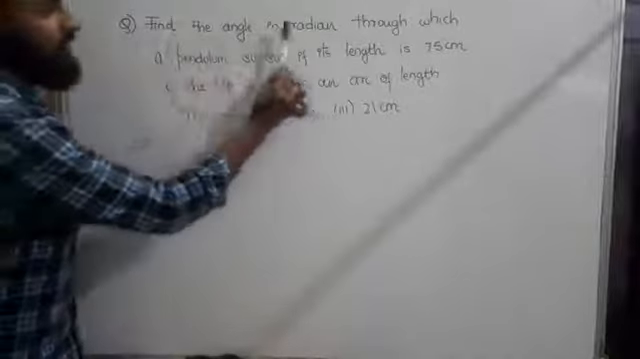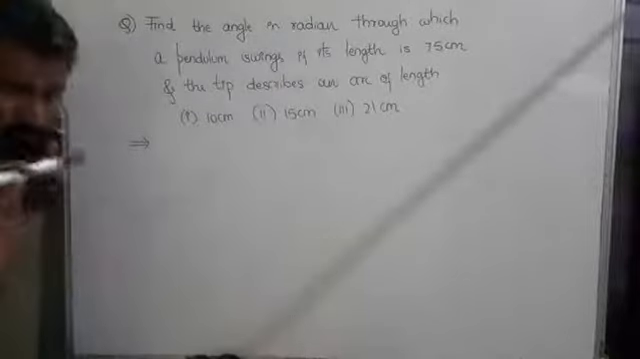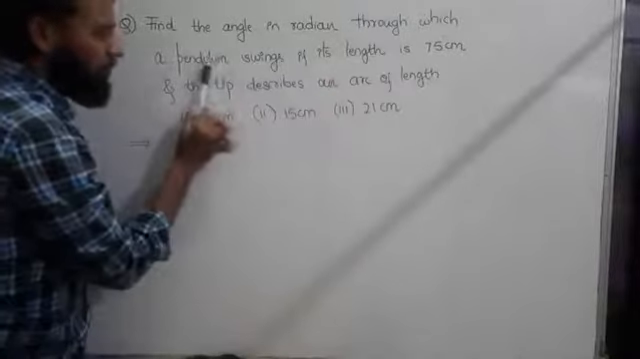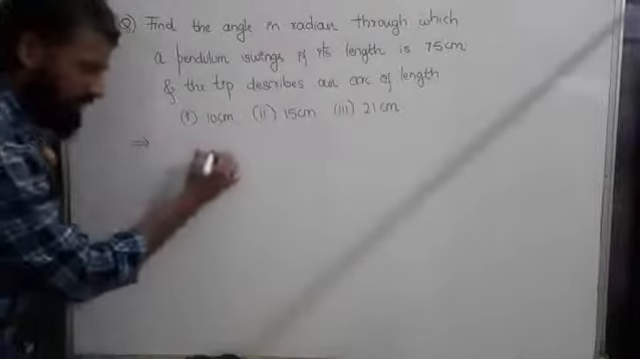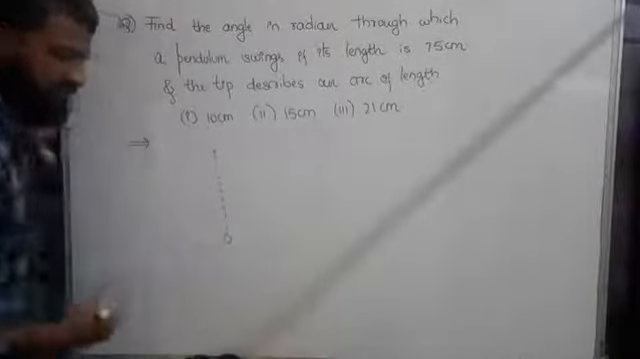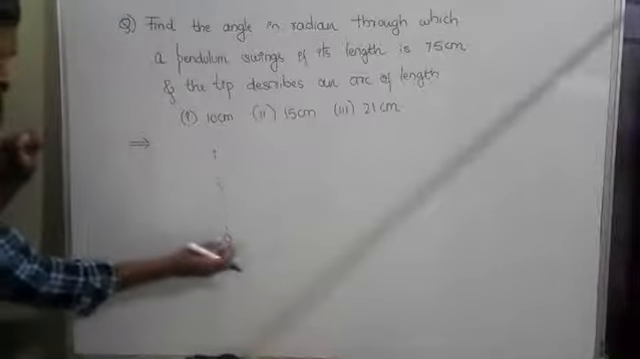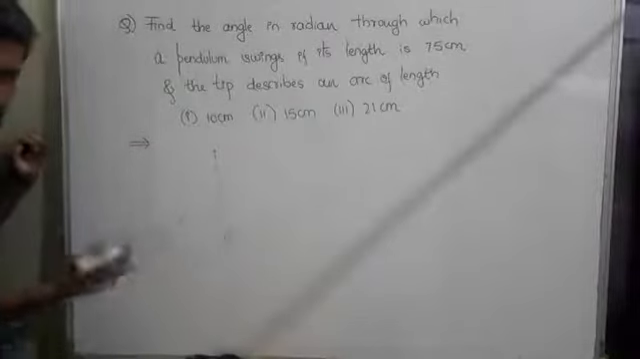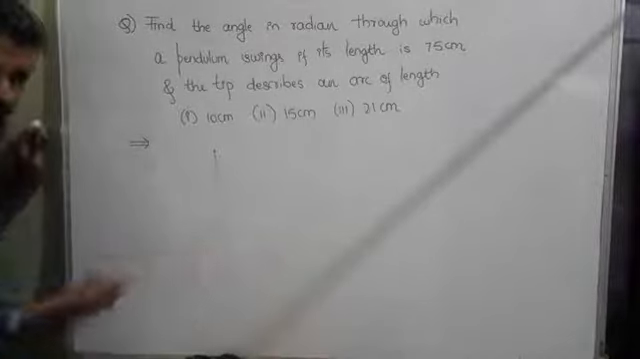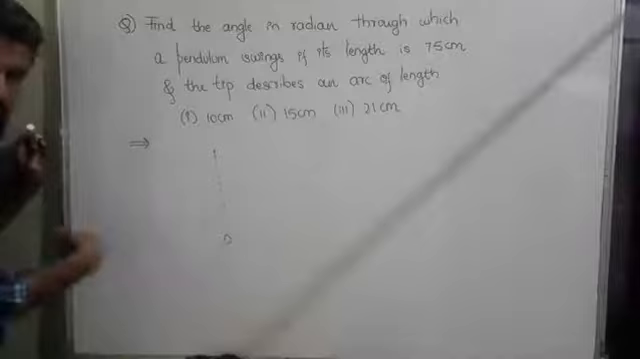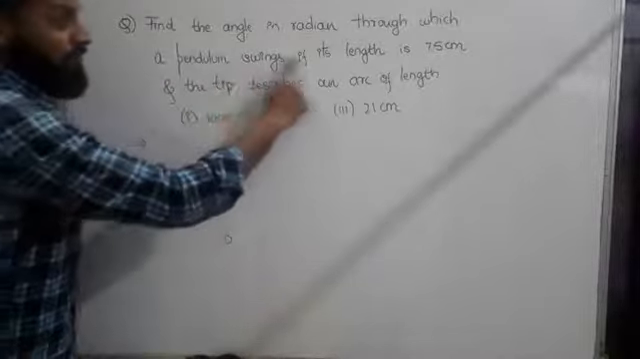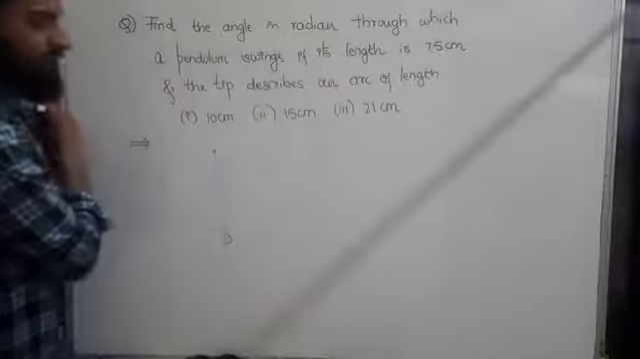Find the angle in radian. So we need to find the angle through which a pendulum swings. I hope all of you know what a pendulum is, right? The pendulum will be like this. It has a ball, we call it a bob. You might have used it in your lower standard. You take it on one side, it will start swinging to and fro. A pendulum swings if its length is 75 centimeter.